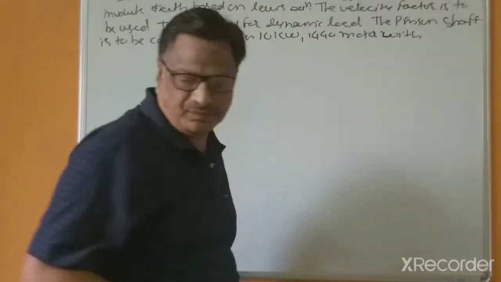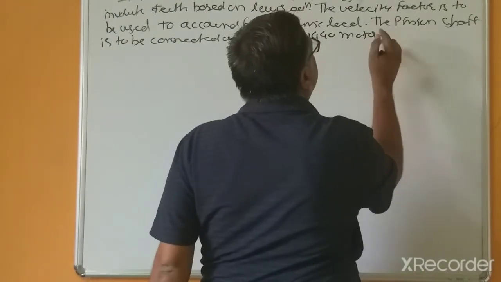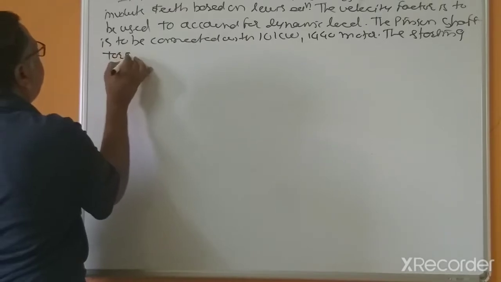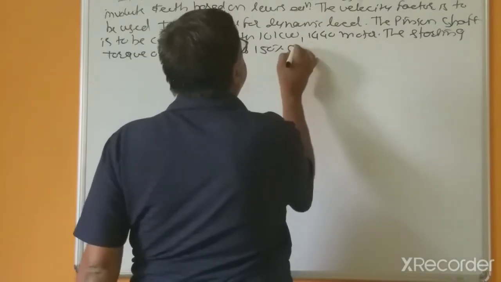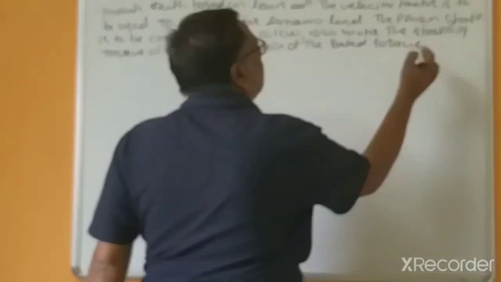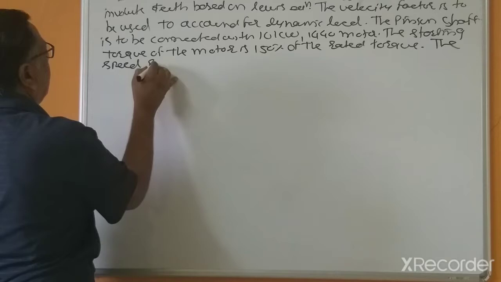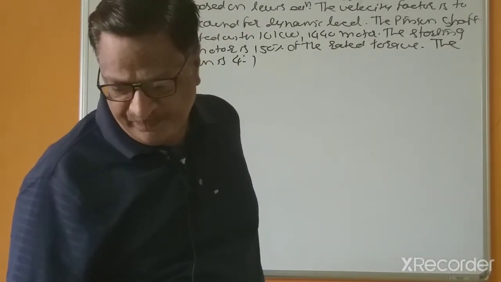The starting torque of the motor is 150% of the rated torque. The speed reduction is 4:1.